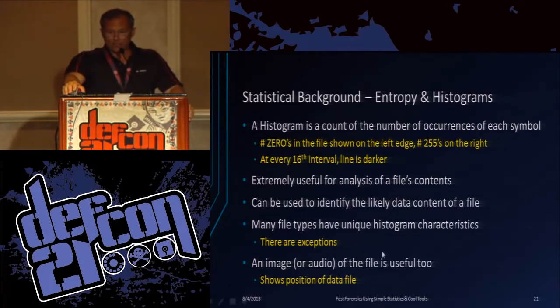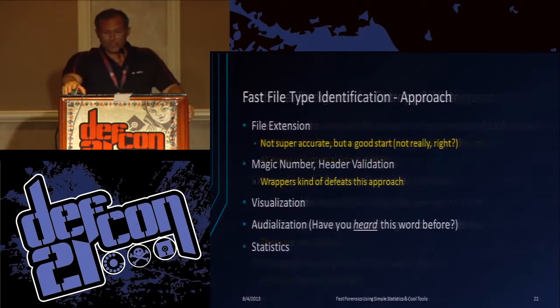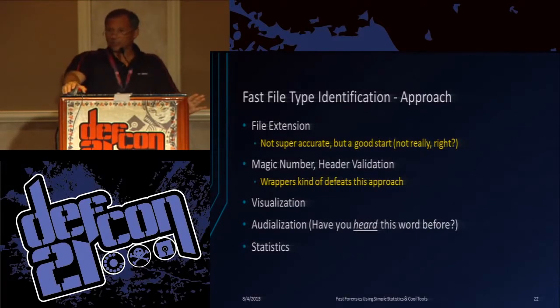Many file types I discovered have unique histogram characteristics, and so I've used that. You can identify them very quickly in many cases. All right, so of course, how do you identify a file? You got this new file. What is it? Well, you look at the extension, but that doesn't mean anything, right? You look at the magic number, that may mean something if it's not disguised as something. We can apply a visualization, that's what this tool does. It will also do the audialization, which is kind of a very strange word, but it's actually out there. And then statistics.